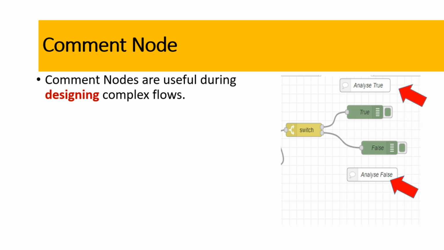So true path and false path comment nodes have been configured. One point is you need not wire this comment node. Comment node is like a comment line for our better understanding of the flow.